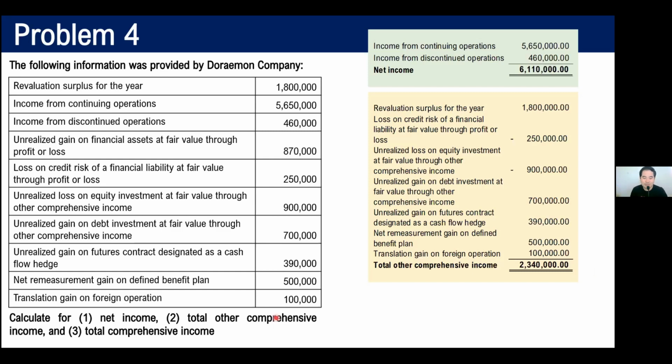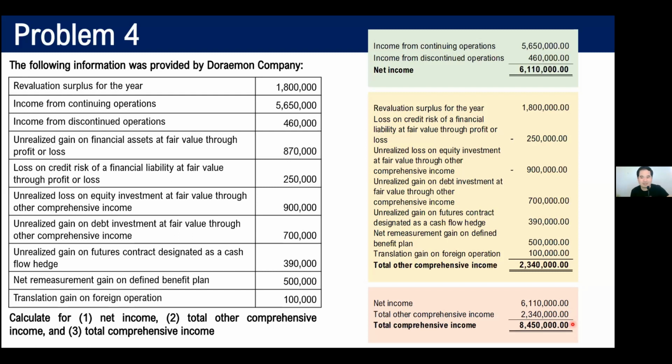Okay? So pag nakuha niyo na yung 1 and 2, madali na lang yung number 3. Your total comprehensive income is just the sum of your net income, PL section, and then TOCI, total other comprehensive income. I-add mo lang and you get 8,450,000. O, di ba? Madali lang ang updates, di ba? O, ganyan lang yun. Kaya nyo yan. Okay? Diretso tayong problem 5, mga kapatid.